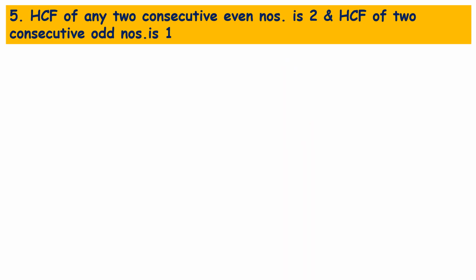Let's see another fact. HCF of any two consecutive even numbers is 2 and HCF of any two consecutive odd numbers is 1. Okay, so here you have to be careful. For consecutive even numbers, HCF is 2 and for consecutive odd numbers, HCF is 1.